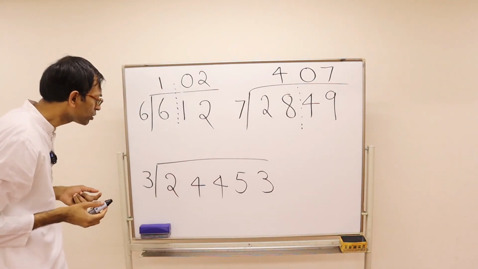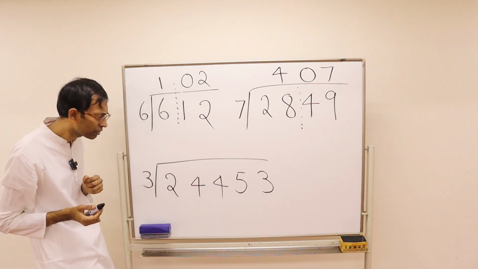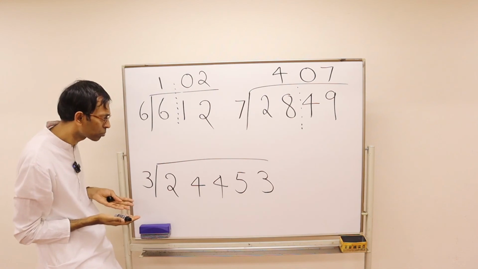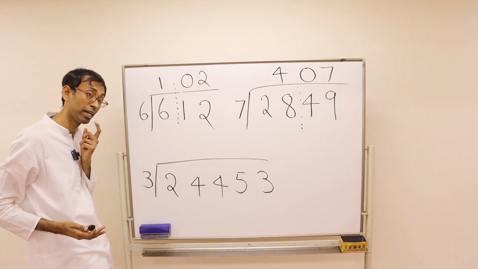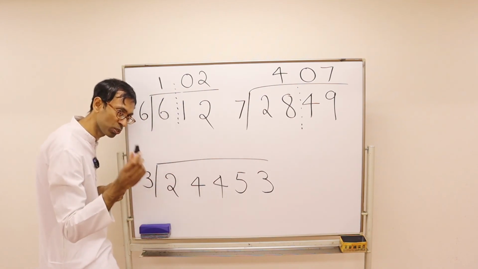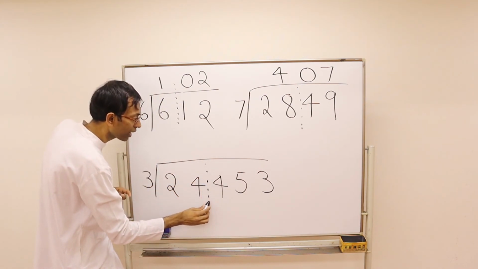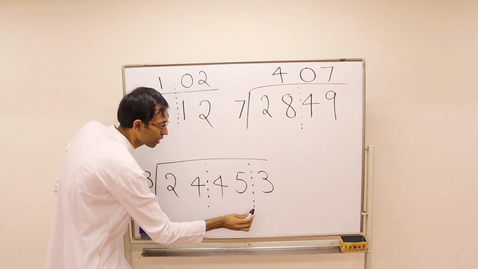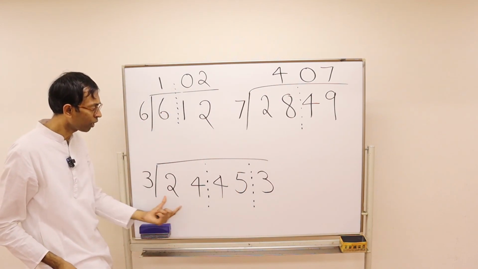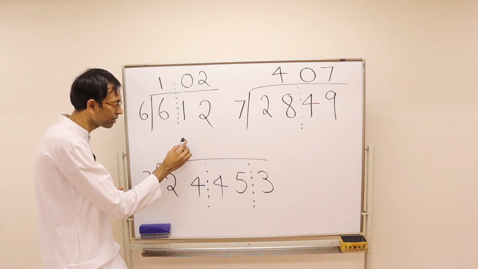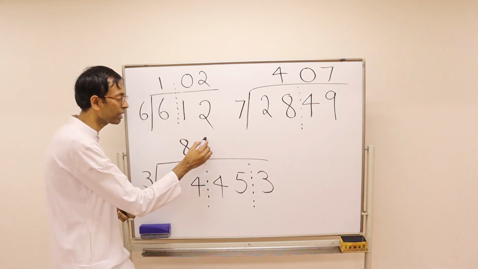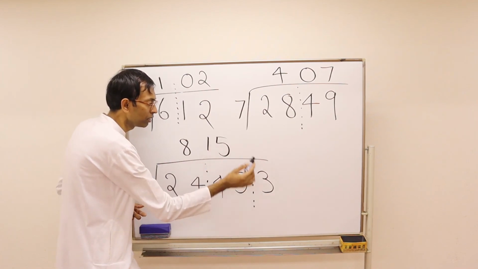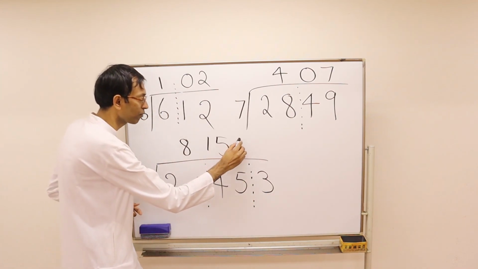Okay, and here you see how can you split this problem? Actually, you can split this problem into 3 parts. Okay, where to split? You got it right. Here and here you can split. 24 divided by 3 is 8. 45 divided by 3 is 15. 3 divided by 3 is 1.